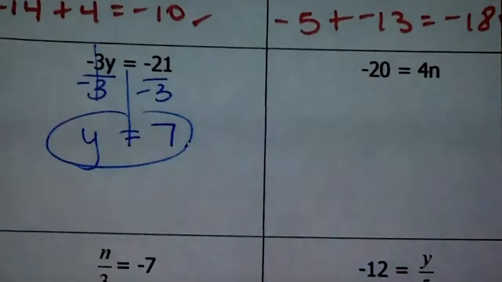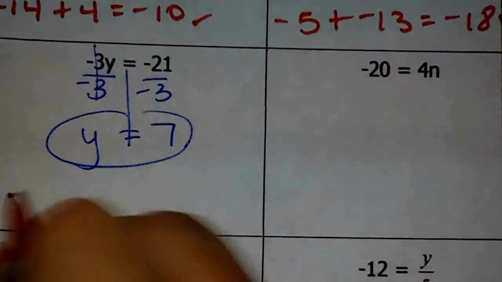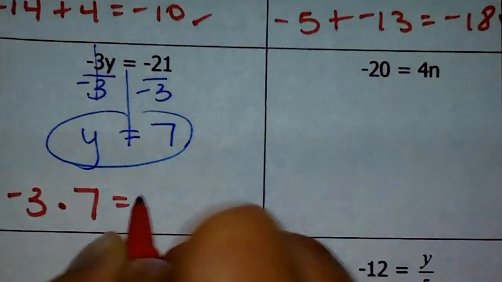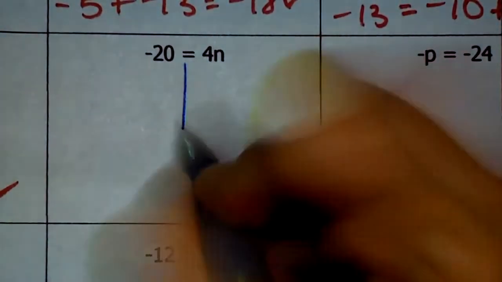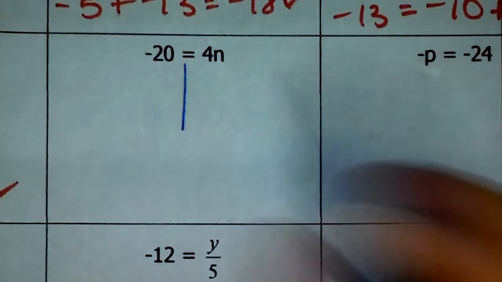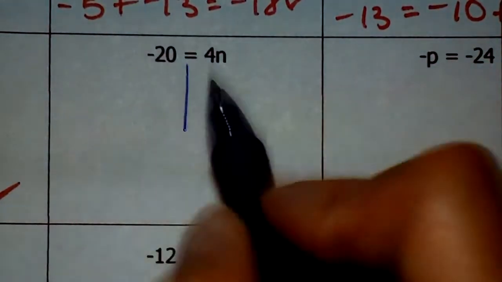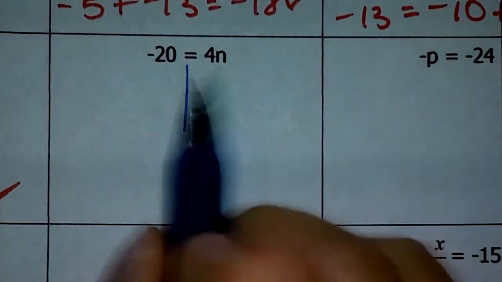To make sure that you're right, plug it back in. Negative 3 times 7 should give you negative 21. And it does. Yippee skippy, we are right. Look at the next one. Oh my goodness, the n is on the right. That's okay. Your job is to get n by itself no matter where it is. So n can stay put where it's at.